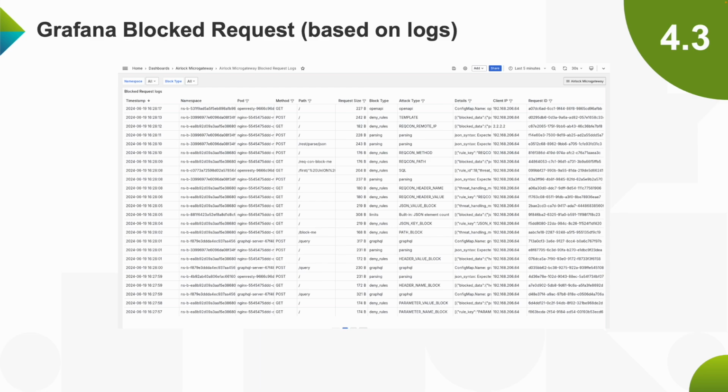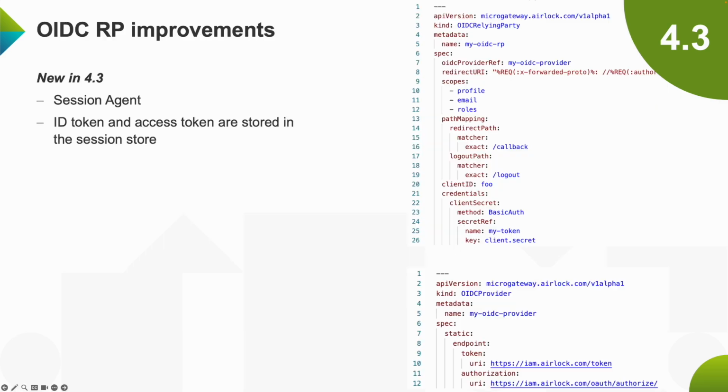Based on the logs, it is possible to filter easily for blocks that happened in your environment. You can filter by most important fields like pod, path, block type, attack type, details, client IP or request IP. This way you can investigate the reason for this block and adjust the configuration as required.